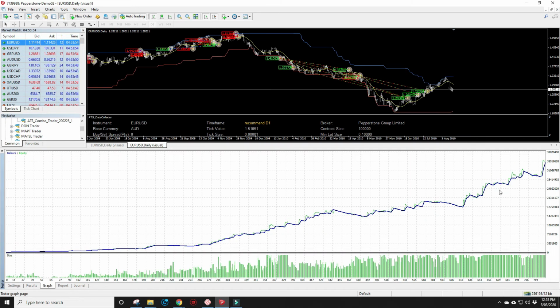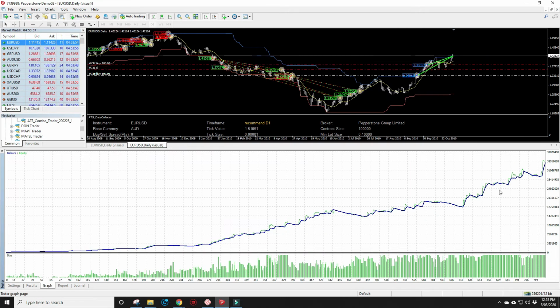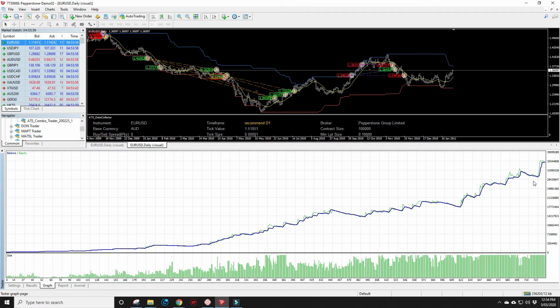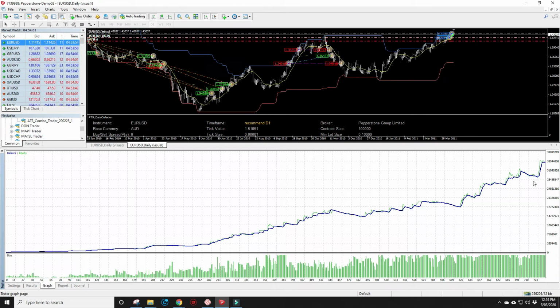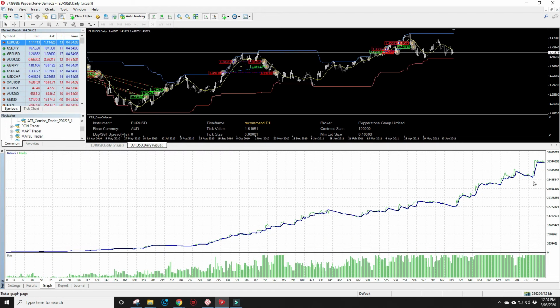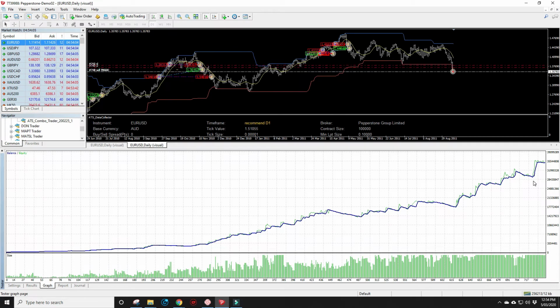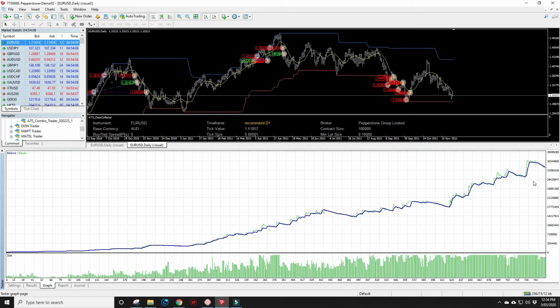So we're up to 2010 here. Look at this marvellous growth in the equity curve. So soon we're going to go to that really good short phase during 2014, which is a great outlier in Euro USD.